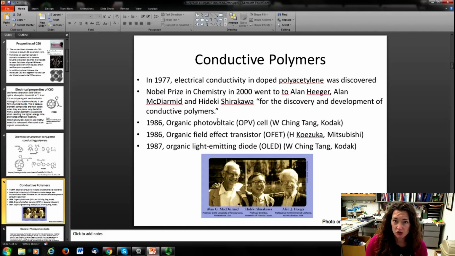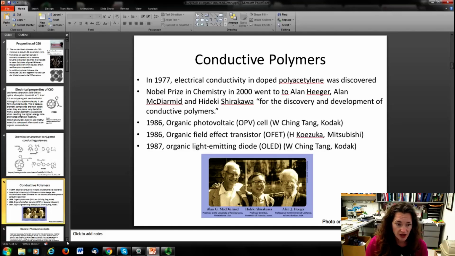Now, conductive polymers are conjugated polymers. They have a lot of alternating double and single bonds in them. And like I said, there's a video link where you can find out more information on why these things are conductive. In 1986, the first organic photovoltaic, or OPV, cell was developed. And also in that year, the first organic field effect transistor was developed. In 1987, they developed the first organic light emitting diode.